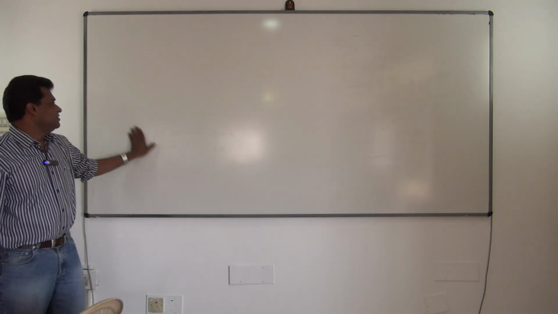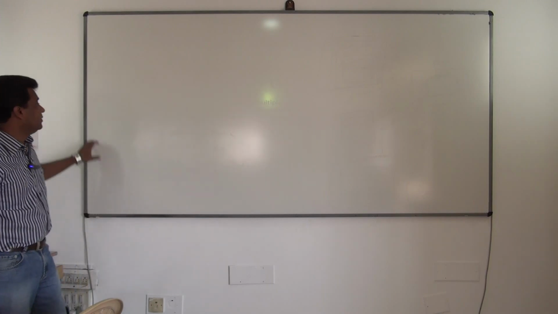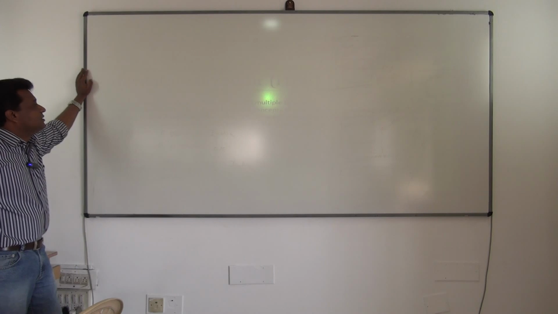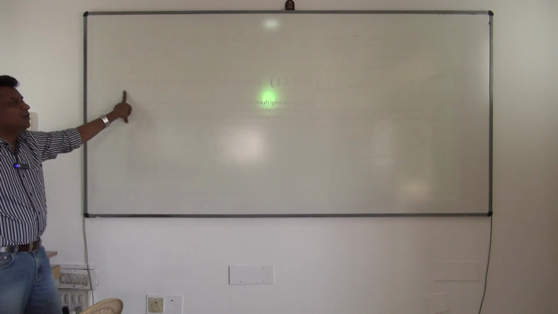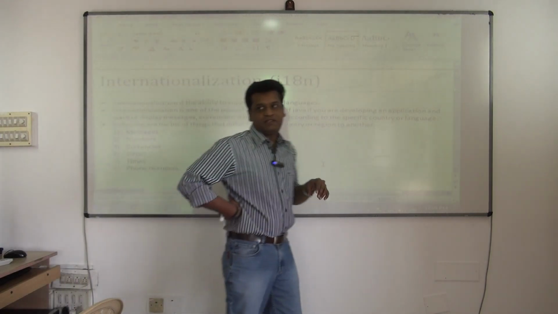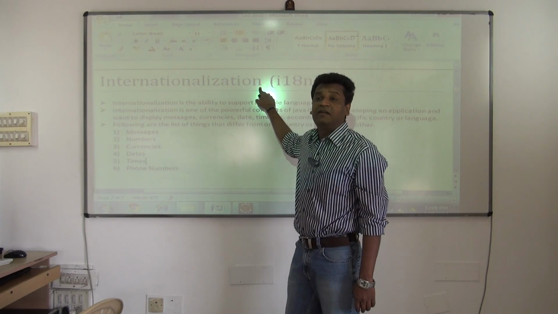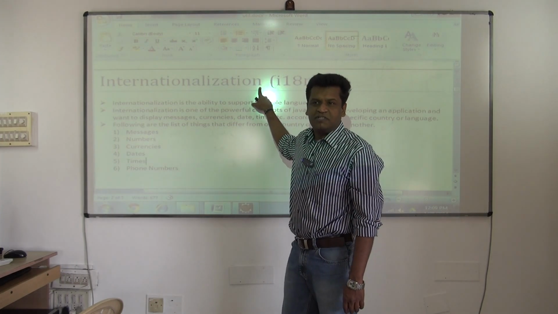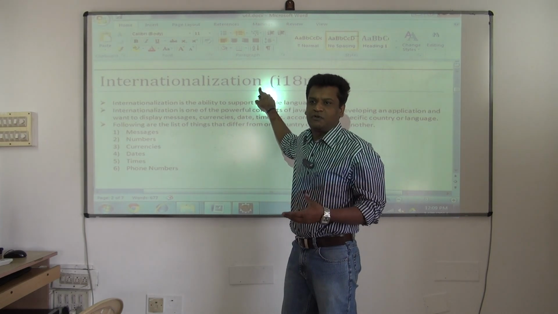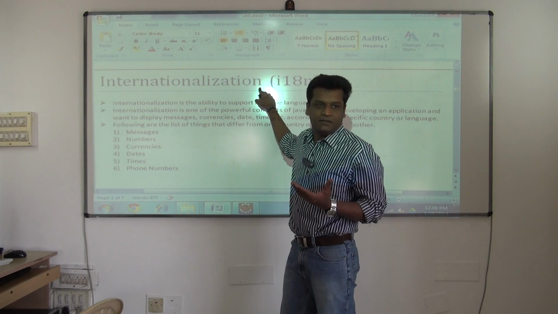So what is internationalization? Some few points are given here. Internationalization, in short, we say as I18N. If you count the number of letters between I and N, there are 18 letters. Since it's very difficult to pronounce, it's a tongue twister. Every time you go on saying internationalization, you will end up making a mistake.